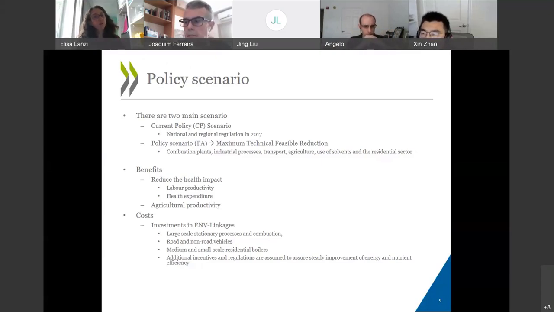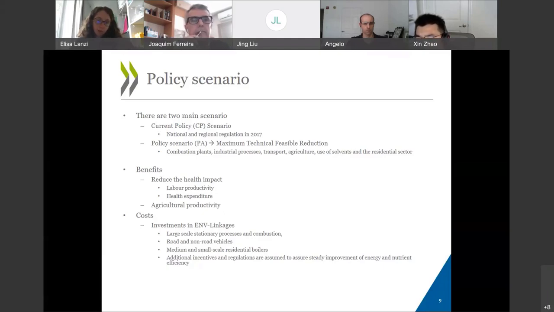In terms of the benefits, we look at improvements in labor productivity. So once there are fewer illnesses caused by air pollution, people become more productive. Also differences in health expenditures. As people get healthier thanks to air quality improvements, they'll spend less on health and more on things that they prefer. And finally, improved crop productivity.